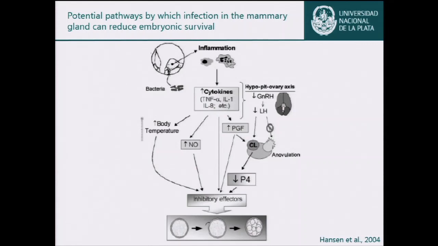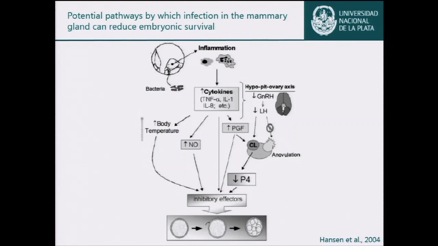So in general, cytokines affect the hypothalamus, pituitary ovarian axis, and they reduce the pulsatility of GnRH and LH. So there are chances that the cow doesn't ovulate. And so that will be why we saw at the beginning, 1 week before, that diminishing in the conception rate.